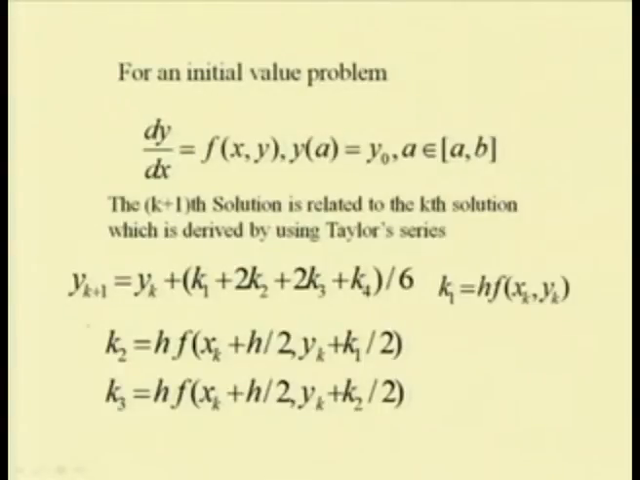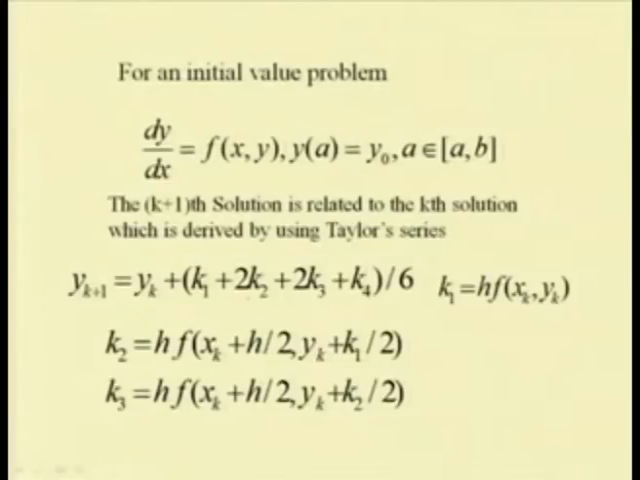So, y k plus 1 will be equal to y k plus k 1 plus 2 k 2 plus 2 k 3 plus k 4 by 6, where k 1 equal to h into function of x k and y k. In this case, k 2 can be written as h into f of x k plus h by 2, y k plus k 1 by 2.